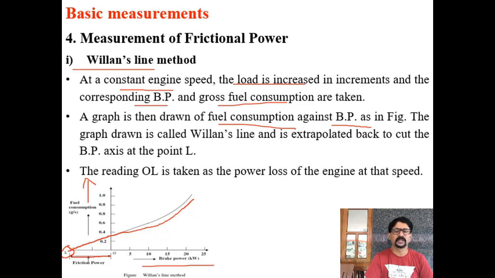inside the engine cylinder. Okay, so I repeat the procedure. Start the engine, run the engine at a constant speed, then increase the load in steps, or you can decrease also. If you start from the full load, you can decrease the load in steps, and note down the brake power and the fuel consumption for each of these loads, and plot a graph of fuel consumption versus BP. Then extrapolate that back to cut the BP axis, the negative BP axis, at the point L, and the distance OL is nothing but the friction power of the engine. So this method is called the Willans line method.